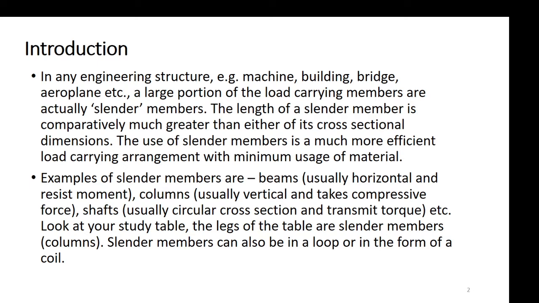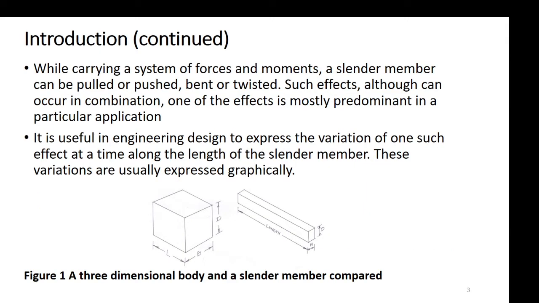Examples of slender members are beams, usually horizontal and resisting moment. Then columns, usually vertical and taking compressive force. You have seen the columns in buildings and elsewhere. Shafts, usually of circular cross section, transmit torque. Look at your study table. The legs of the table are slender members. They are columns basically. Slender members can also be in a loop or in the form of a coil. Not only straight, they can be bent also.